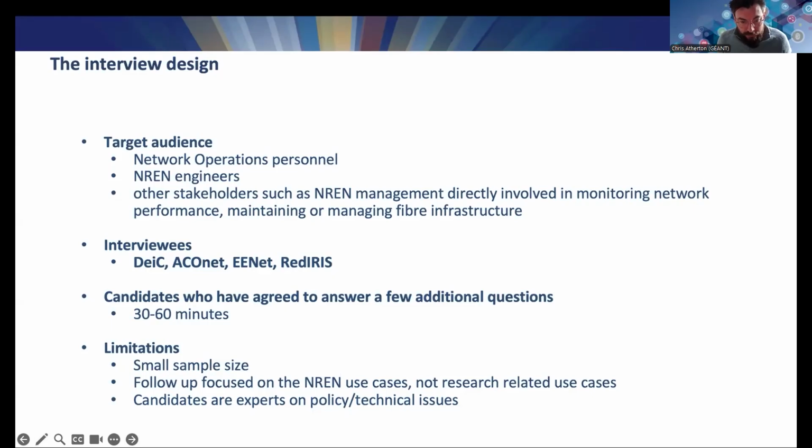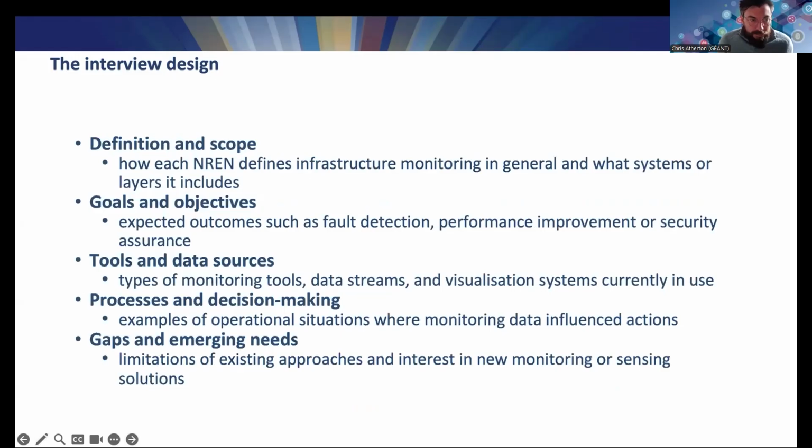And the people that we spoke to were not researchers, which is obvious because we're focusing on the infrastructure side, but they may well have some expertise in that. So yeah, we were trying to be careful not to mix the research support side with the infrastructure side of things. So yeah, we helped to define the scope with the respondents.